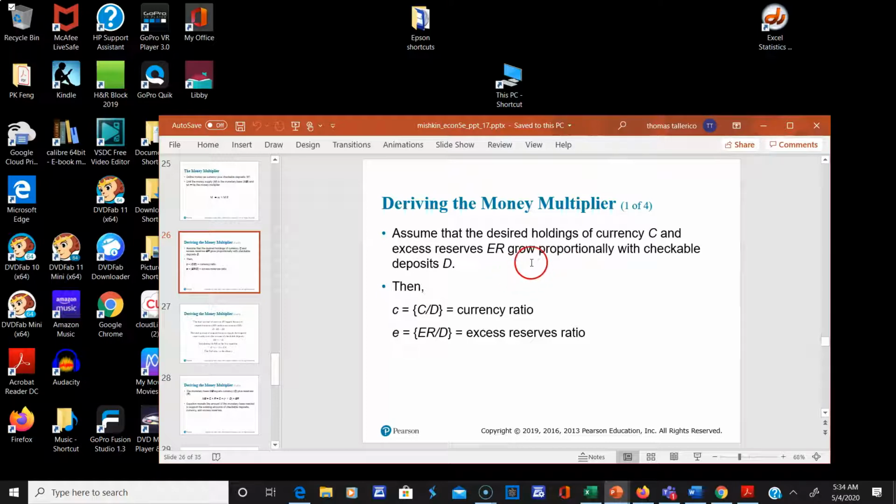So if we assume that the desired holding of currency is C, and excess reserves here are ER, and they grow proportionally with checkable deposits D, you come up with two terms, a small c, which is the currency ratio, and the excess reserves ratio, and this should be fixed. Equal excess reserves ratio.